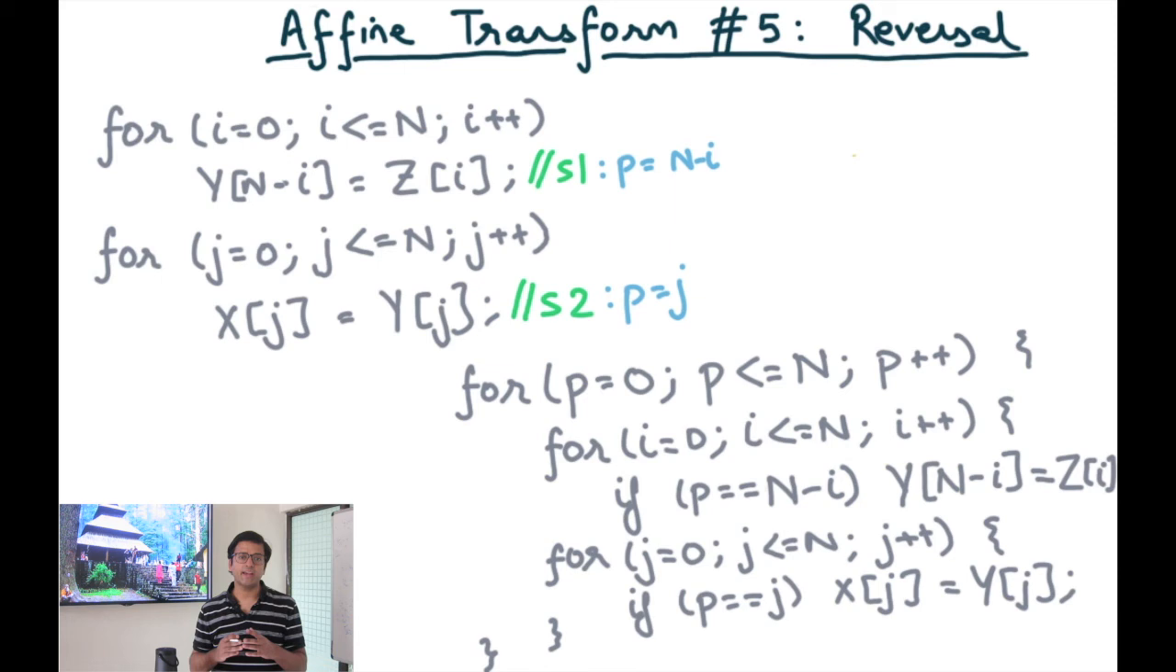And now I'm going to tighten my loop bounds or eliminate empty iterations. It is very clear that this inner loop on i is only going to have one iteration which is meaningful. All the other iterations are going to be empty for this inner loop on i. Similarly, for the inner loop on j, only one iteration is going to be non-empty. All other iterations are going to be empty.